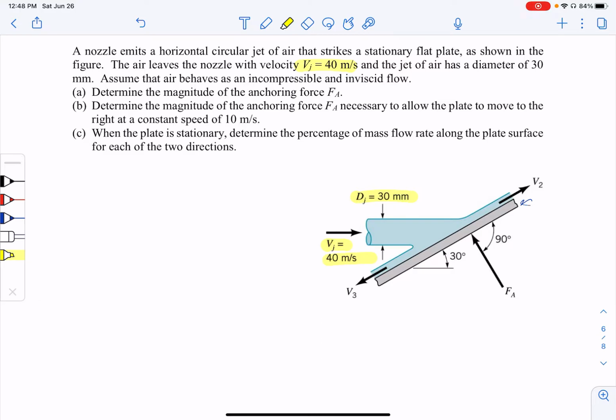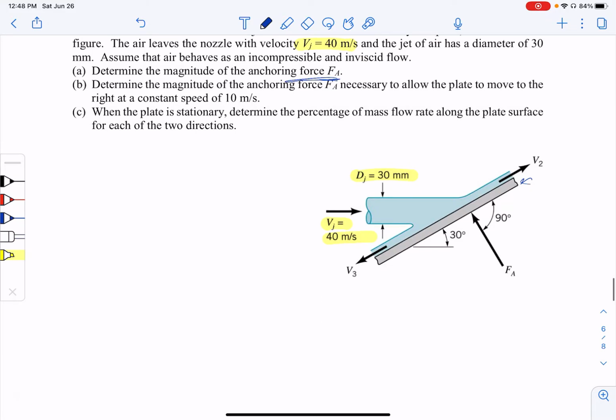And now what we are trying to find is the anchoring force. So it means that we need to use the conservation of momentum. So let's write down what we are trying to find. For part A, we are trying to find the anchoring force, which is Fa.